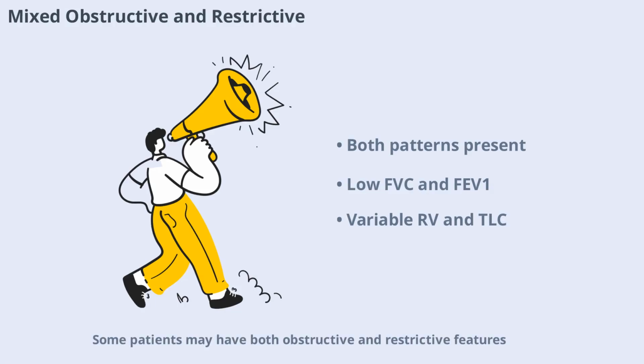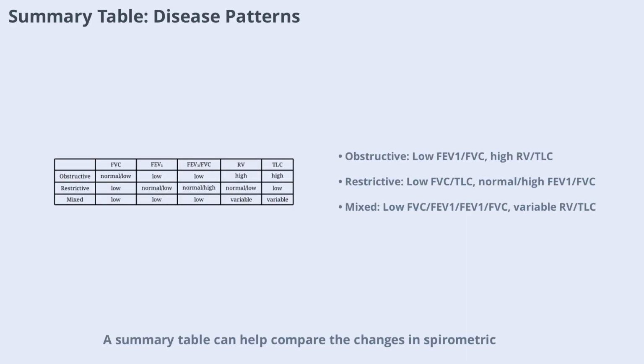Some patients may have both obstructive and restrictive features. In these cases, FVC and FEV1 are both low. The FEV1-FVC ratio is also low, and residual volume and total lung capacity can vary depending on the dominant process. A summary table can help compare the changes in spirometric values and lung volumes in obstructive and restrictive lung diseases. This makes it easier to recognize patterns and apply them in clinical practice.